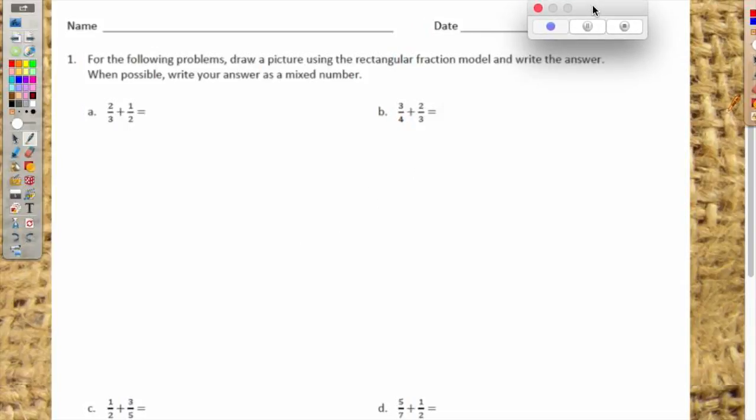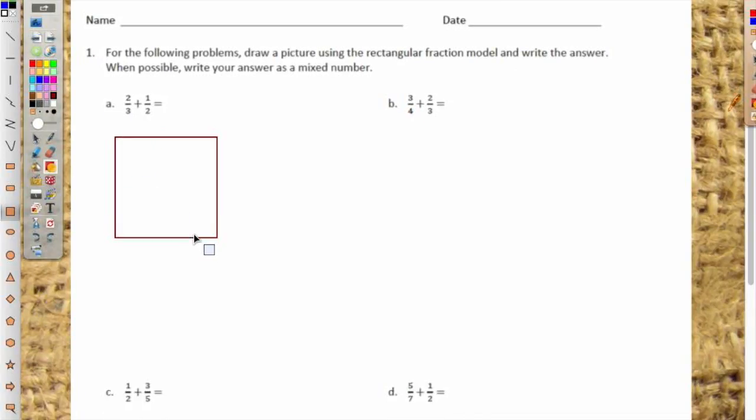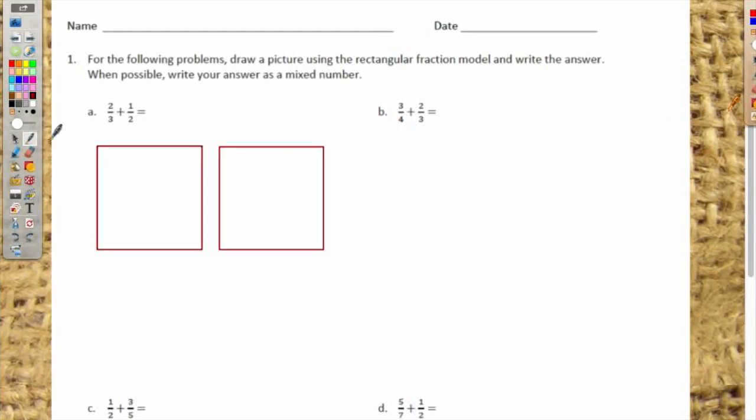We're going to do pretty much the same thing we did in lesson 3. We'll use an area model to add fractions with unlike denominators. The only difference today will be that most of our answers are going to be improper fractions, so we'll be able to write them as a mixed number, okay?